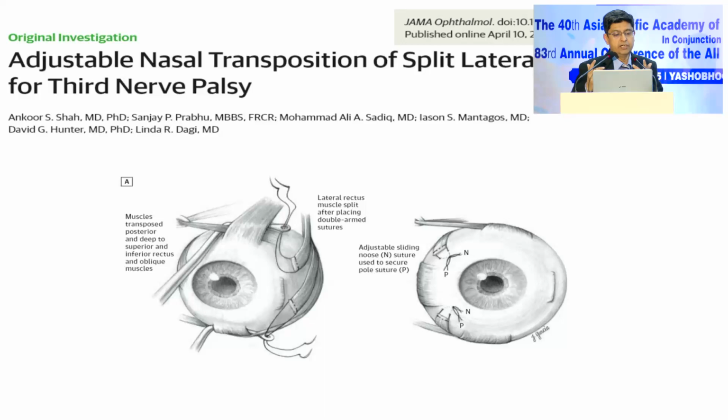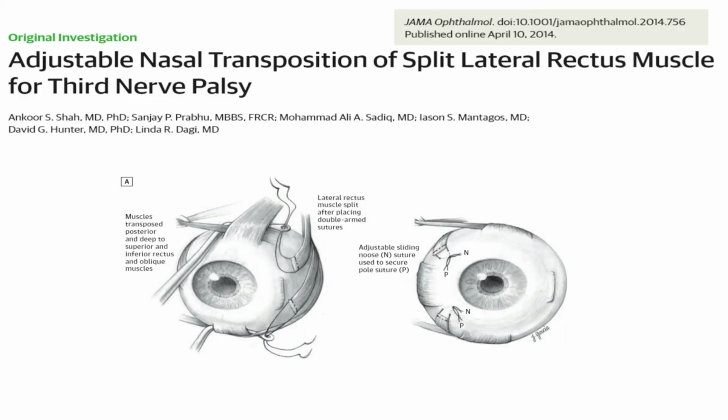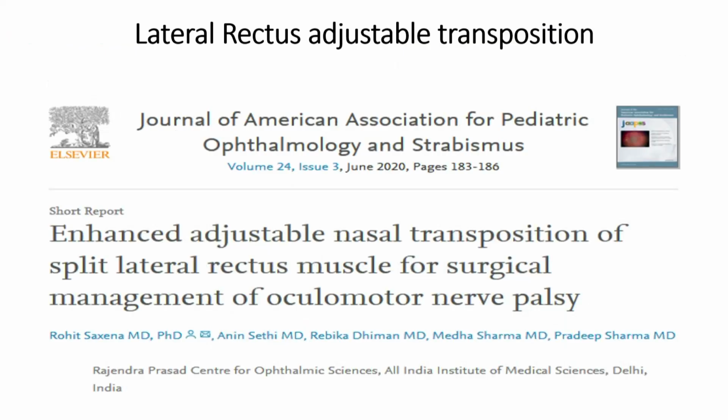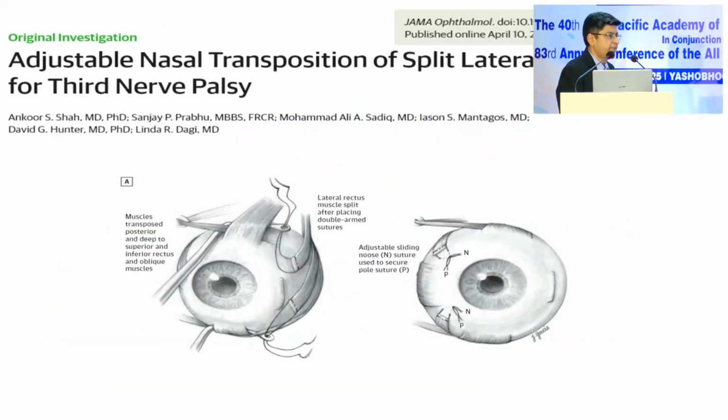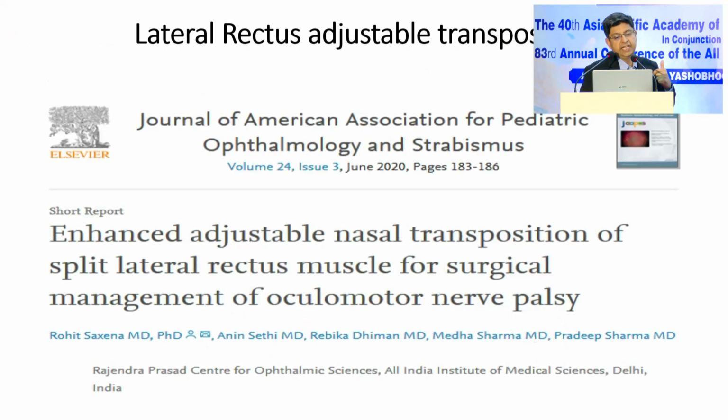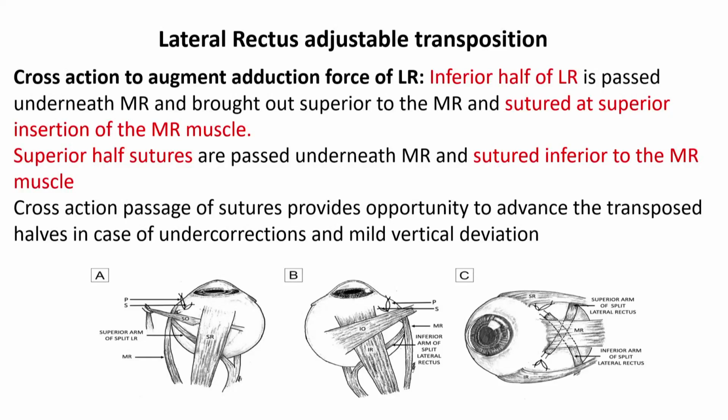So Dr. Ankur Shah had given a very wonderful modification in which he had adjusted this procedure. We just found that with this procedure, when you tie it on adjustables, you can recess it a bit, but if you have an undercorrection, you cannot advance it or get a greater correction. So we cross-fixed it, using a technique that has been described for other surgeries.